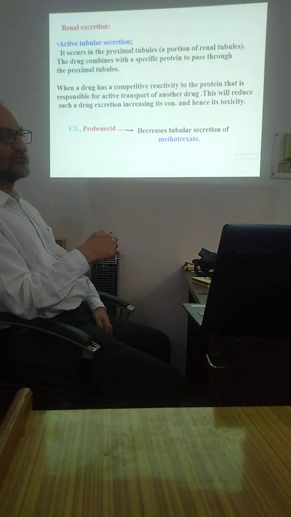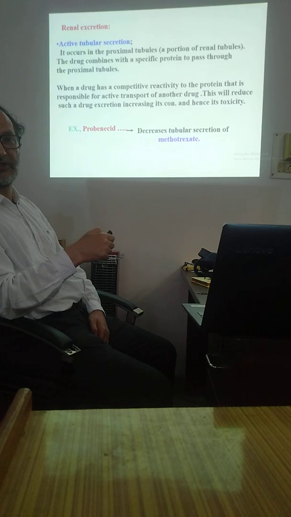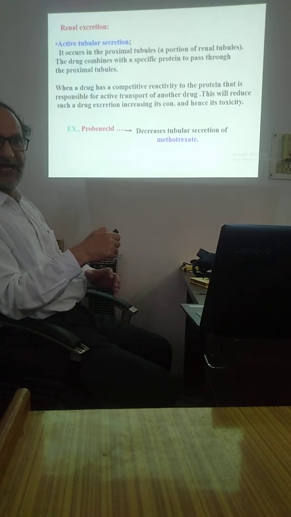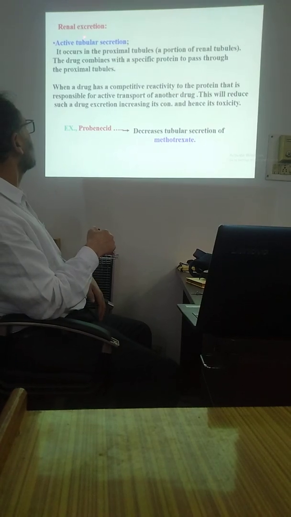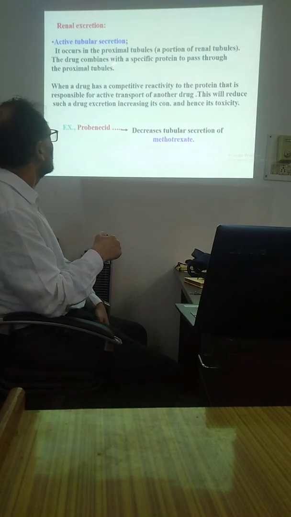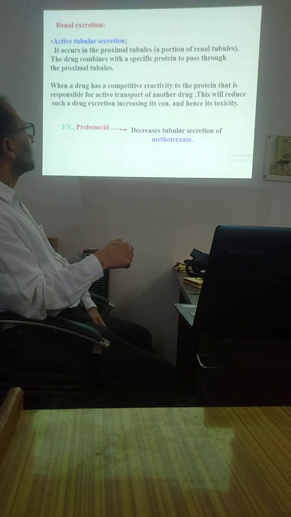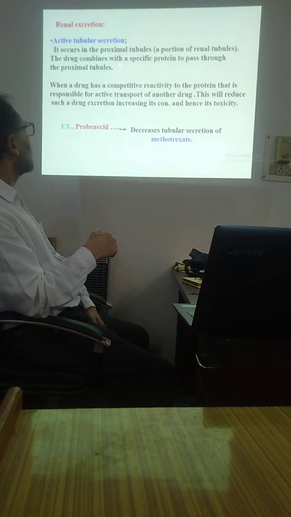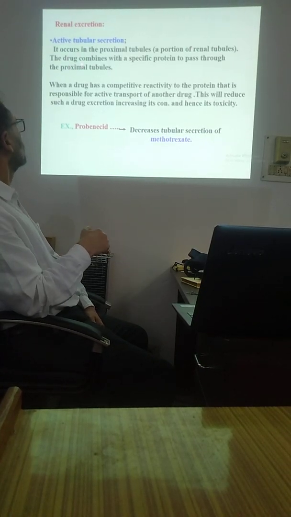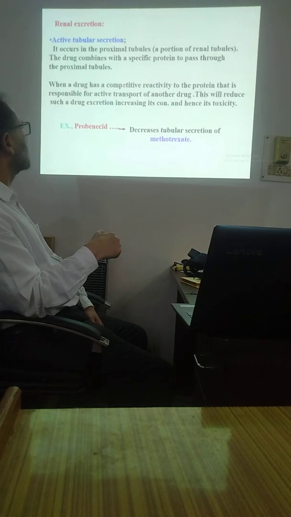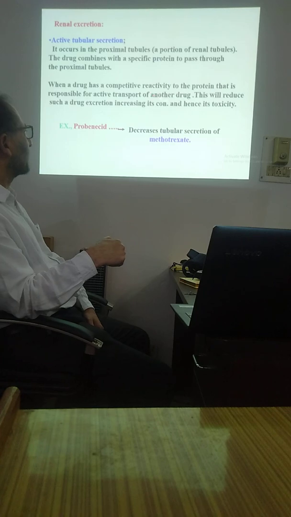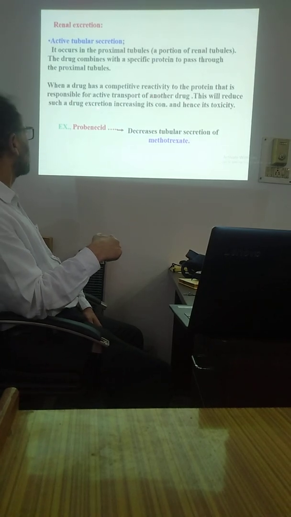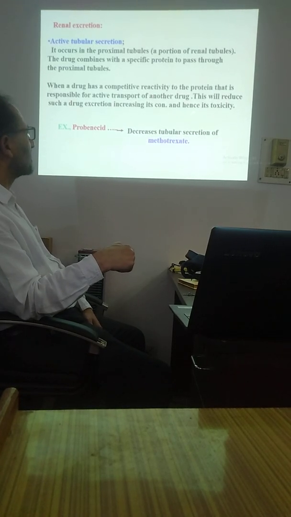Okay. So this was all about absorption, distribution, and metabolism, A, D, M. Now we will go towards excretion, E, renal excretion. Active tubular excretion occurs in the proximal tubule, a portion of the renal tubules. The drug combines with a specific protein to pass through the proximal tubules. When a drug has competitive reactivity to the protein that is responsible for active transport of another drug, this will reduce such a drug's excretion, increasing its concentration, hence its toxicity.